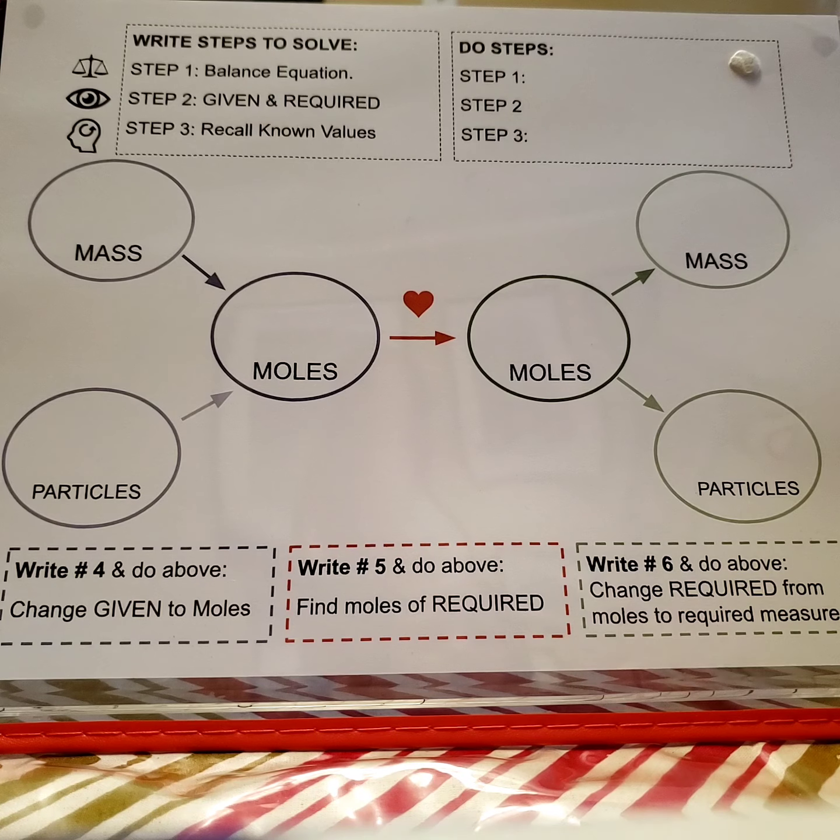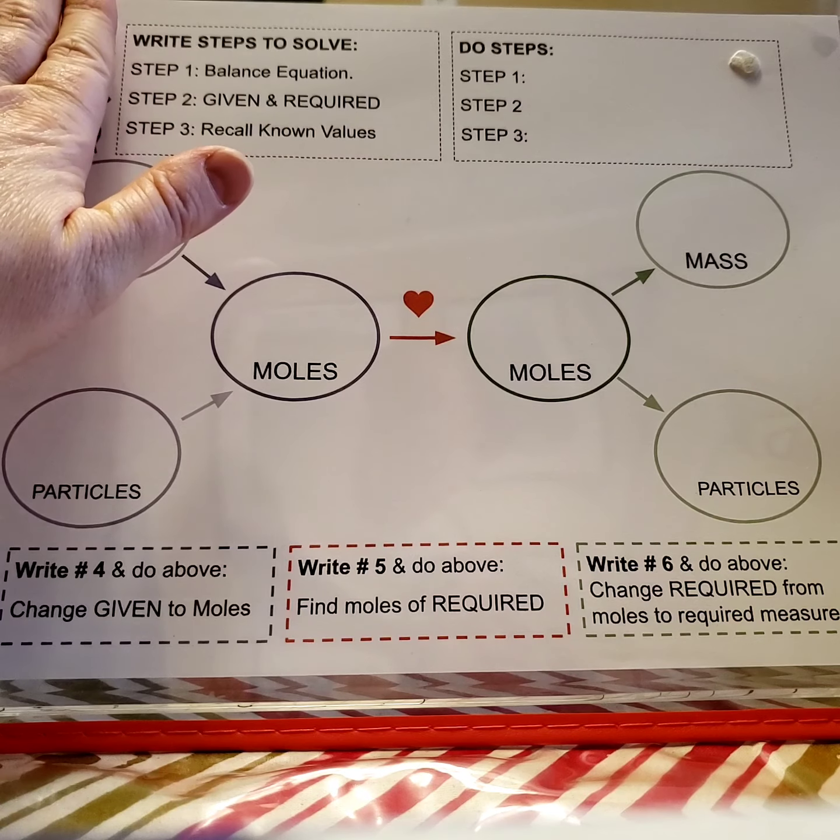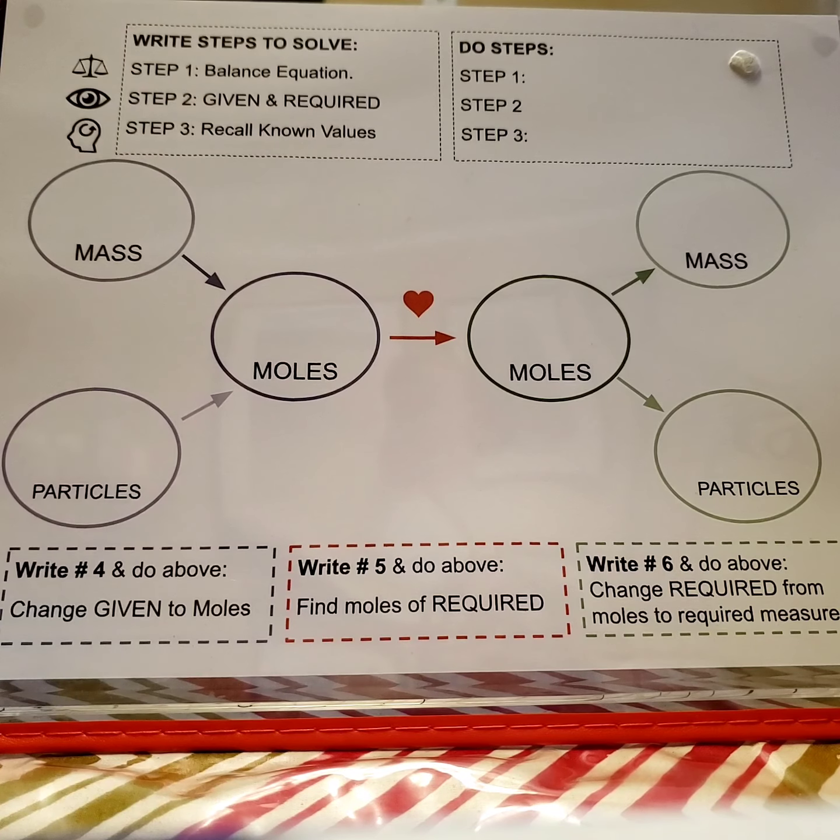And then I'd like you to move on to the other student guide that does not have the steps written in. You can use the one first that has the little symbols to remind you: balance, look for your givens and requireds, recall what you know, and then use the one that doesn't even have those. And again, you really want to be solid on using this stoichiometry map.